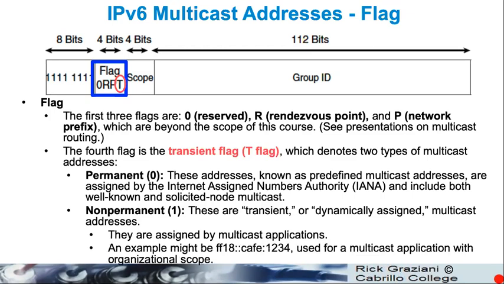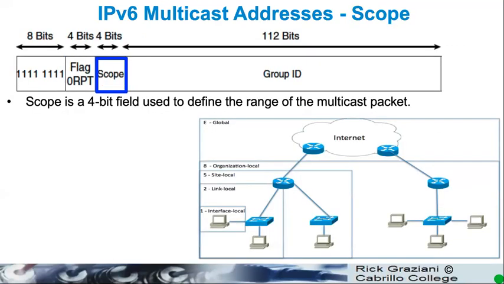Okay. But an example of a non-permanent might be like FF18, used for some multicast application, and that actually has a different scope. We'll talk about scope here in just a moment. Matter of fact, right now.